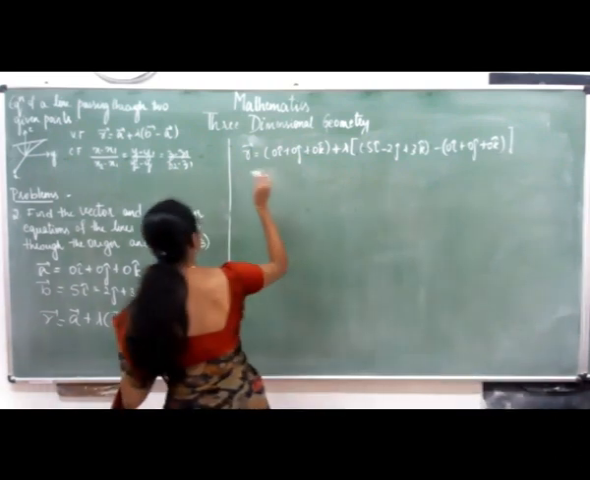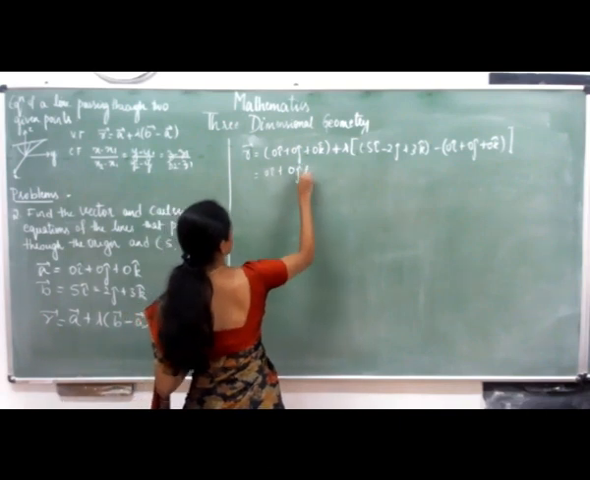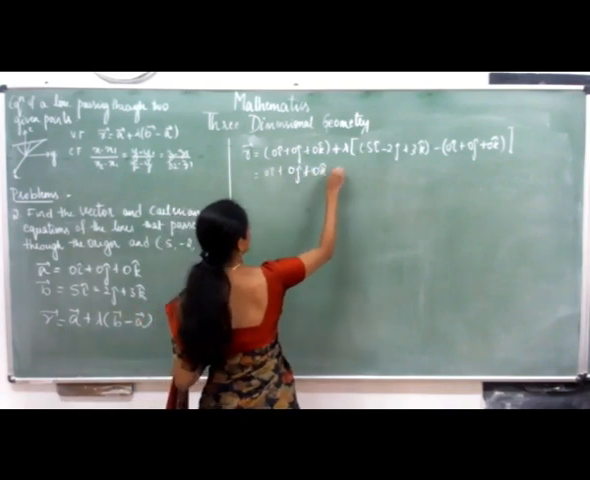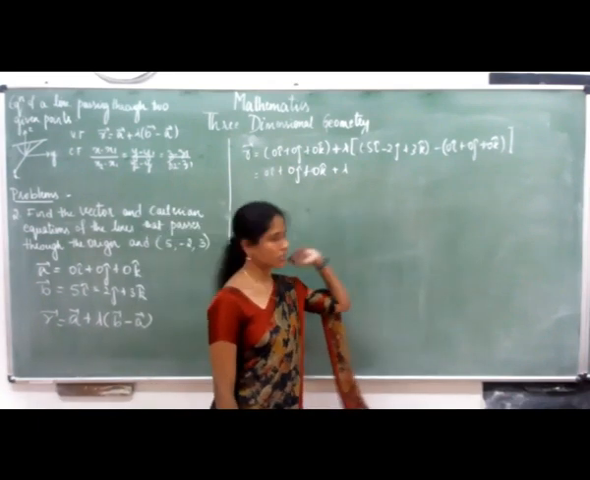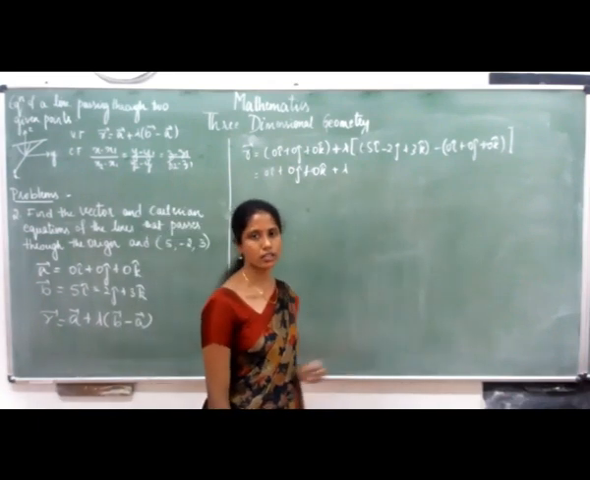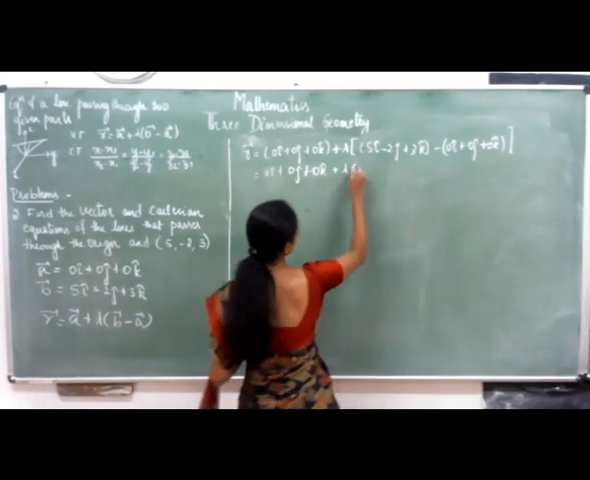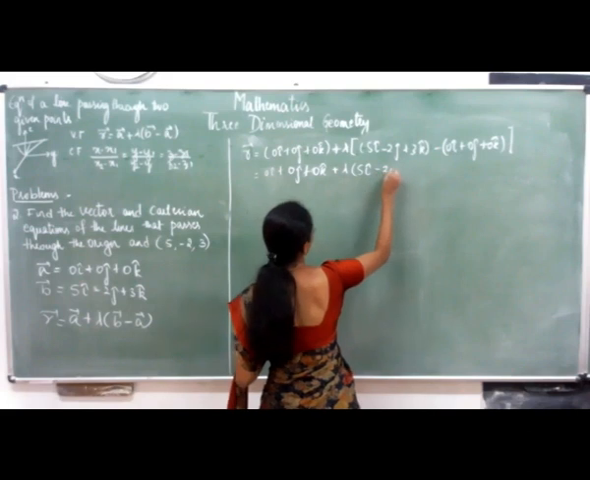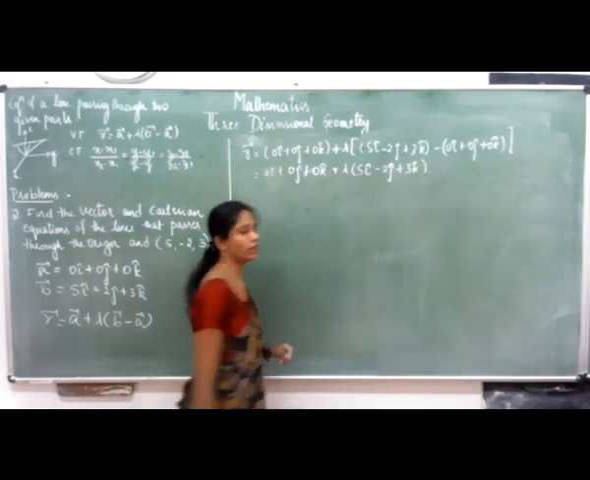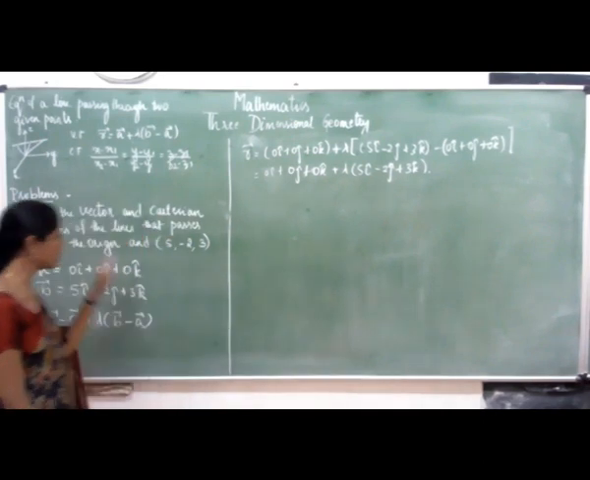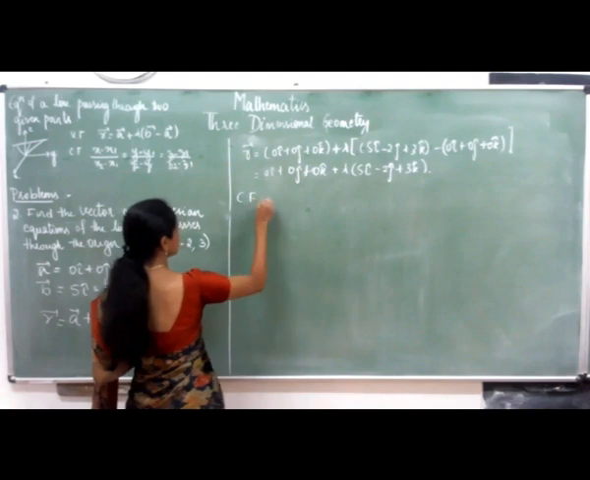So this is equal to 0 i cap plus 0 j cap plus 0 k cap plus lambda times. So 5 minus 0 is 5, minus 2 minus 0 is minus 2, then plus 3 minus 0 is 3 again. So 5 i cap minus 2 j cap plus 3 k cap. This is the vector form of the equation of the line for the given 2 points. Next, let us find its Cartesian form.